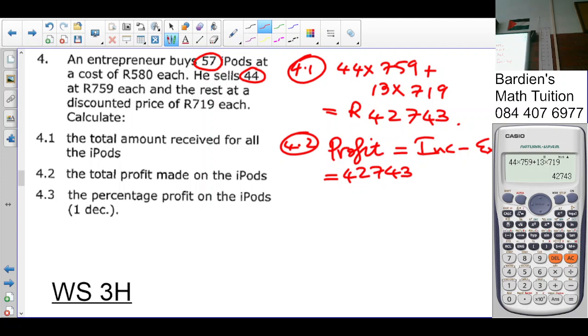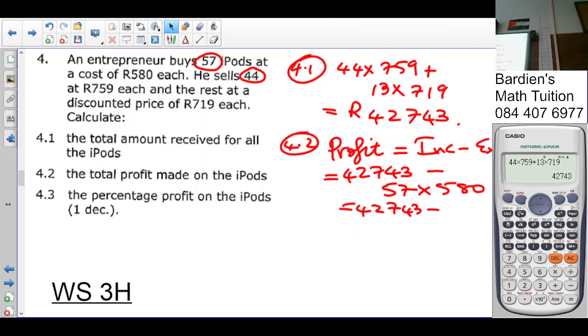I must first take off what they spent on purchasing the items, which means to say there are 57 iPods at 580 Rand each. Or we could have done the expenditure first, or the cost of the iPods first, and then do the calculation. Okay? So it's going to be 42,743 Rand minus. I'm breaking it up just in case somebody in future worked it out separately. But it's fairly simple calculations. So it's 33,060 Rand.